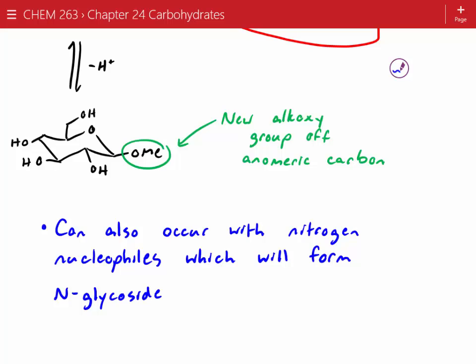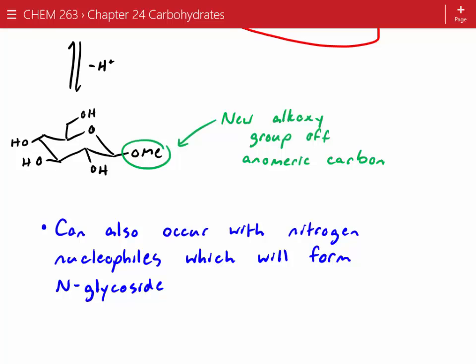So an example of an N-glycoside are our DNA base pairs, where if you actually look at them, it's a sugar attached to a pyrimidine base. So in this case, the sugar is doing the same sort of reaction with a pyrimidine base in order to form an N-glycoside. Your problem of the day looks at doing this mechanism with aniline, so you should be able to draw these out on the exam as well.